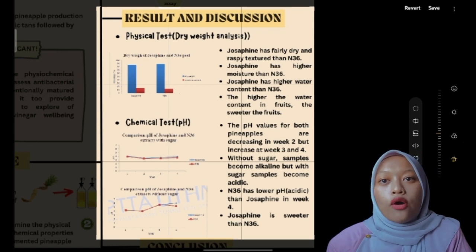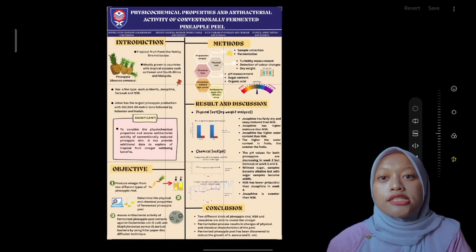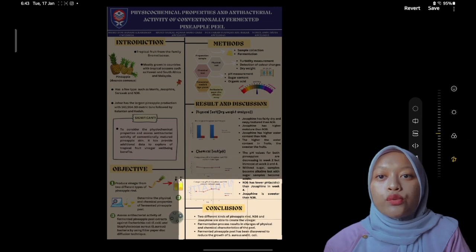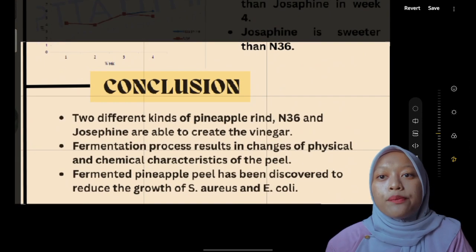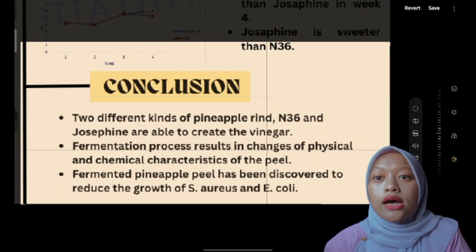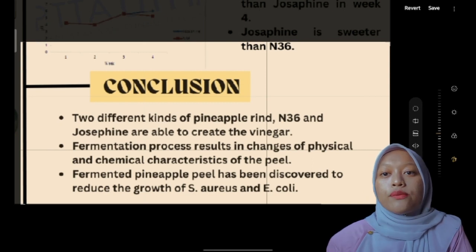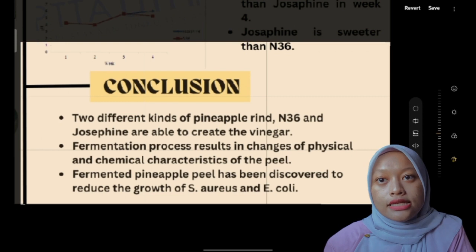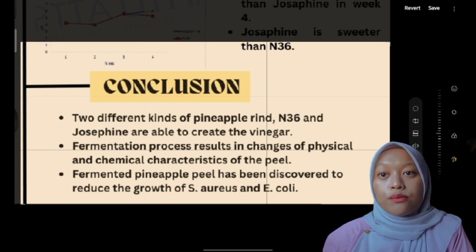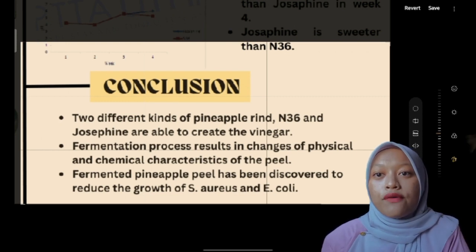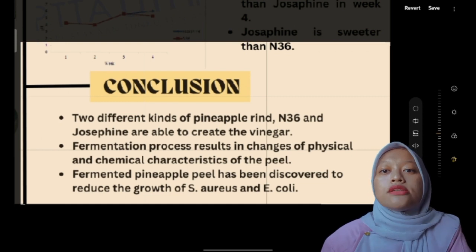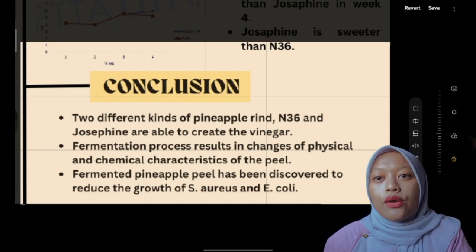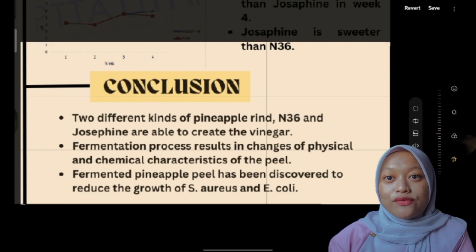We are almost at the end of the video, where we have now reached the last part, which is the conclusion part. So in this thesis, we can conclude that pineapple peel type N36 and Josephine are able to produce vinegar. The fermentation process results in change in the physical and chemical characteristic of the pineapple skin. Furthermore, fermented pineapple skin has been found to reduce the growth of S. aureus and E. coli.